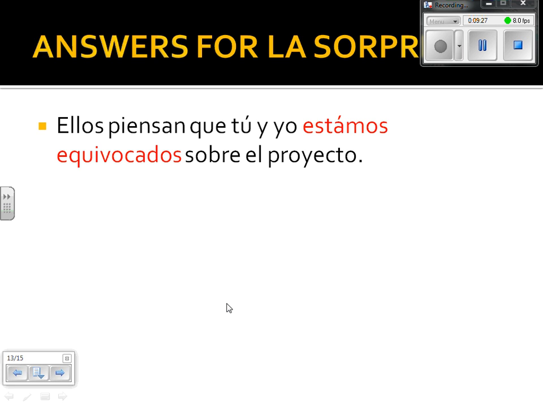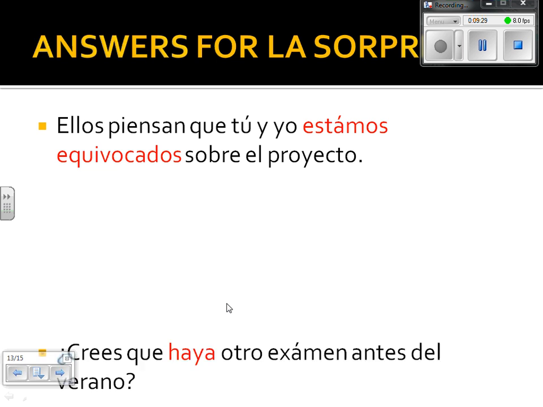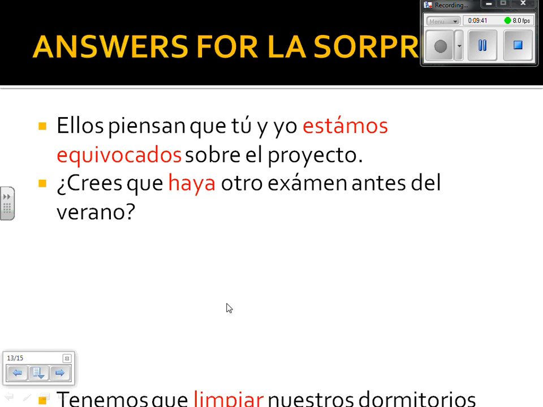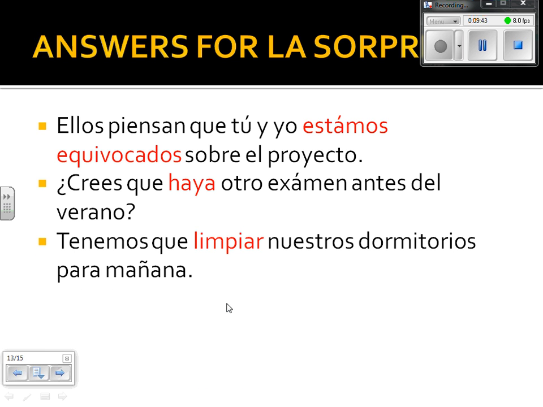The answer to número 2 is creéis que haya otro examen antes del verano. As explained, creer que is indicative when used positively or as a statement. Therefore, the answer is subjunctive because creer que is in the form of a question. Lastly, the answer to número 3 is tenemos que limpiar nuestros dormitorios para mañana. This is because tener que always indicates an infinitive verb following, so limpiar remains as is.